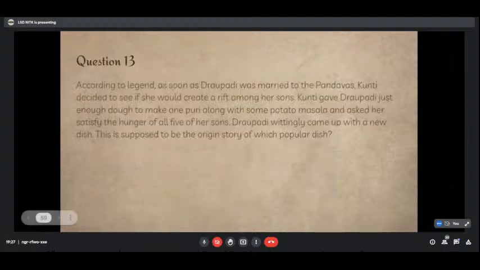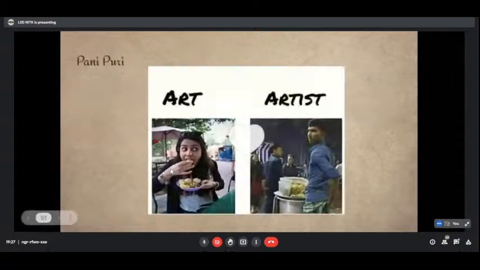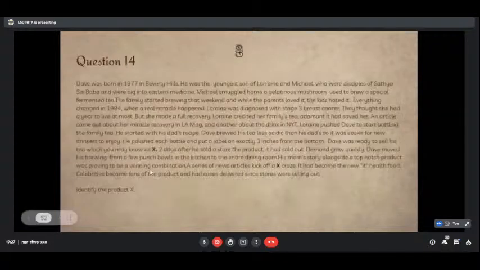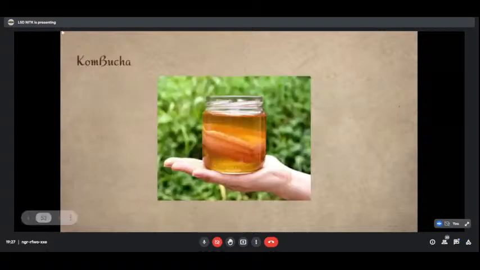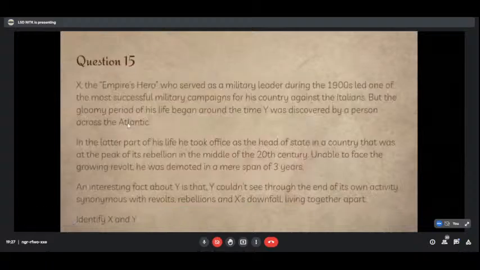Question 13. Very simple one. Panipuri. Yeah, Panipuri is the answer for this. Question 14. Kombucha? Yep, Kombucha is absolutely right. That's a good answer. Third one of the tougher questions, just star marked. Okay, here are the 2 pointers which I said.